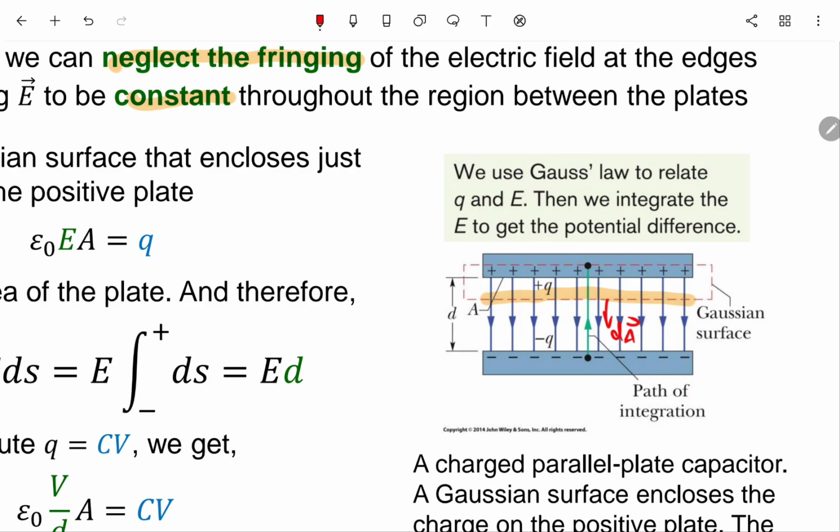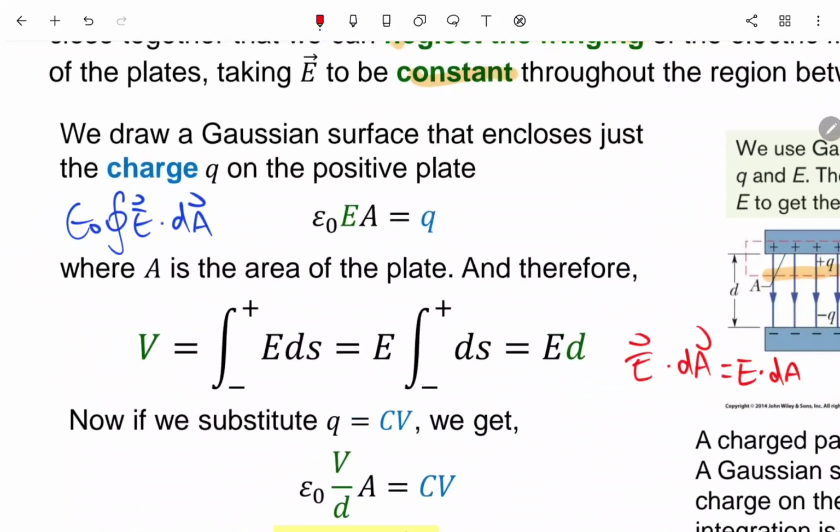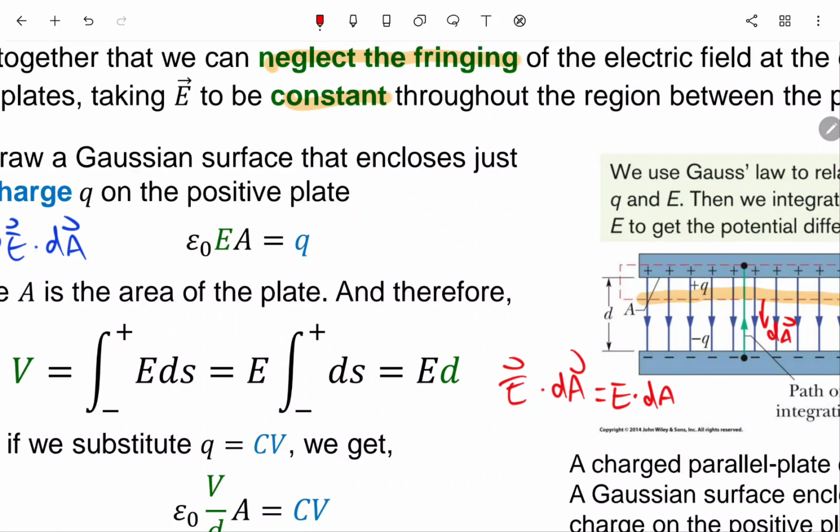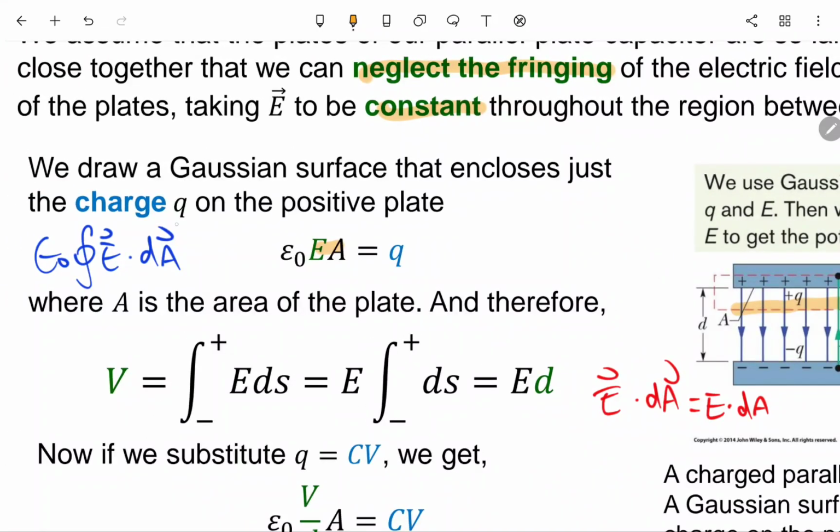Okay, so dA has the same direction as the E field. So E dot dA becomes E times dA here. And actually E is a constant, so the integration of E times dA becomes E times A. So it turns out to be epsilon naught times E times A equals Q.